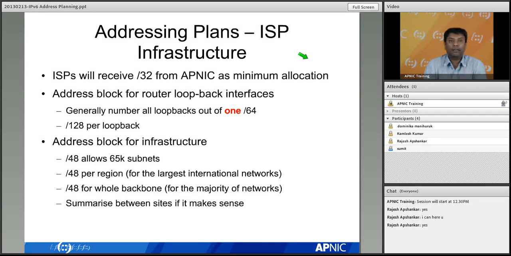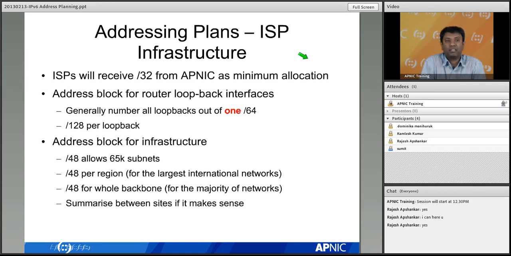So, addressing plan, ISP infrastructure. An ISP will receive a /32 from the registry, which is the minimum allocation. You can get more if you can justify, but normally /32. From that /32, you need to cater addresses for different parts of your infrastructure, and also you need to cater addresses for your customers. So there are visibly two areas in your network. One is your infrastructure, and the other part is your customer.